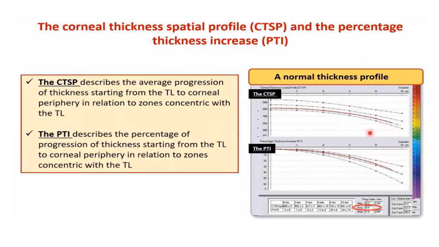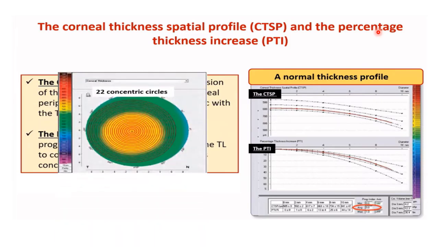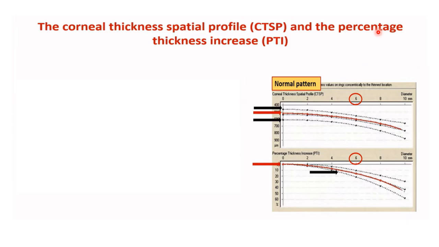Now, when we present this raw data in a percentage form like this, similarly, we have two confidence intervals here and the average in the middle. If it deviates from these two tram-like lines, this indicates that there is abnormality. So the corneal spatial profile is measured by around 22 concentric rings from the thinnest point toward the periphery, each ring of about 0.4 millimeter. And it studies the normal homogeneous distribution of the corneal thickness from the center to the periphery.